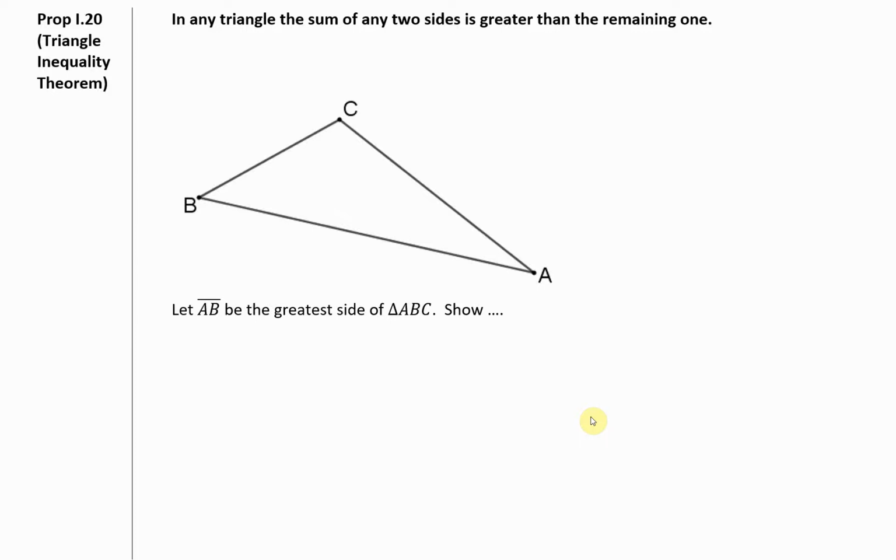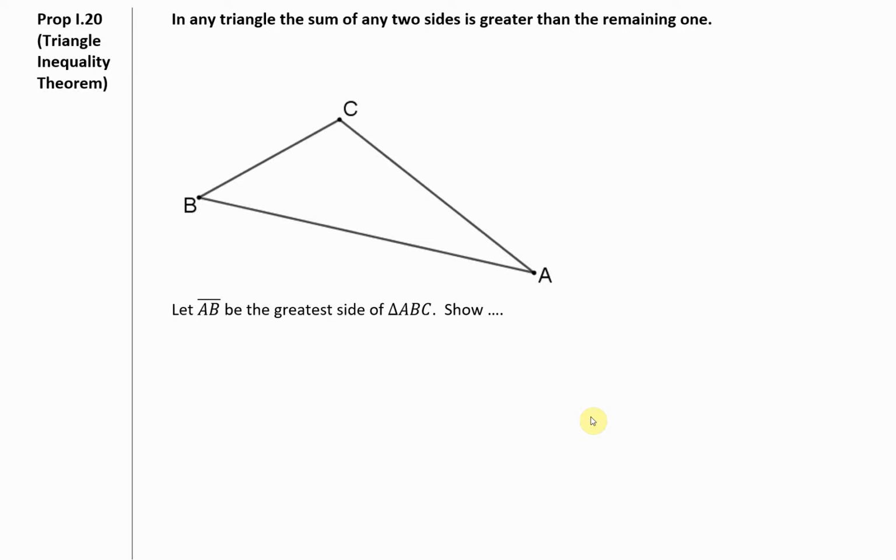In this video we are going to demonstrate a fairly famous and significant theorem in geometry. It's called the triangle inequality theorem. And it says simply, in any triangle the sum of any two sides is greater than the remaining one. So if you take any two sides and add them up, it's greater than the remaining one.